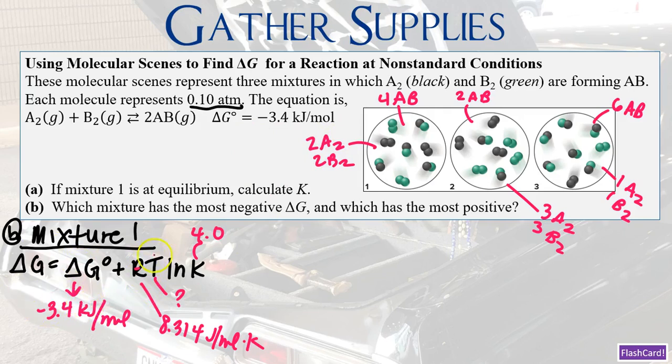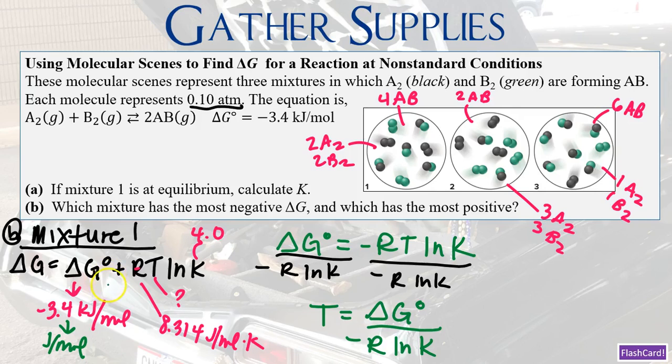In order to do that, we need to figure out what our temperature is going to be. To solve for temperature, we must use the numbers we actually have. So we have delta G naught, we know our R value is 8.314, and we have our K value. Therefore, we can use our delta G naught expression to solve for T. If I'm going to isolate T by itself, then I'm going to divide by negative R natural log of K on both sides. Therefore, my temperature is equal to delta G naught divided by negative R natural log of K. All I would do now is plug in my values to solve for temperature. Once I have my temperature, I can use it for all my calculations to solve for delta G for mixtures 1, 2, and 3.